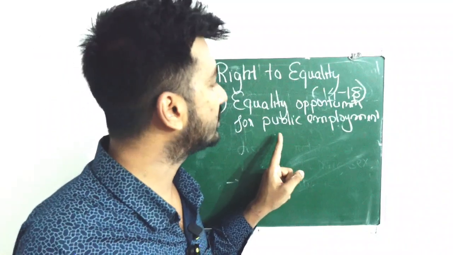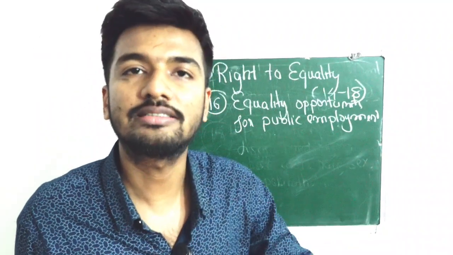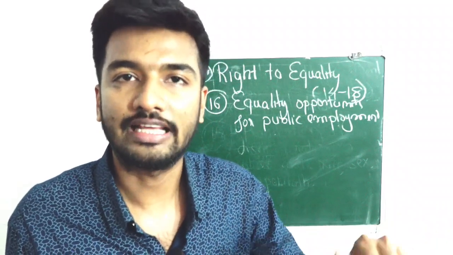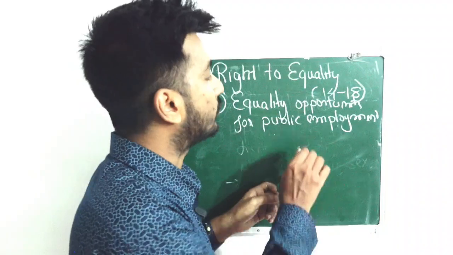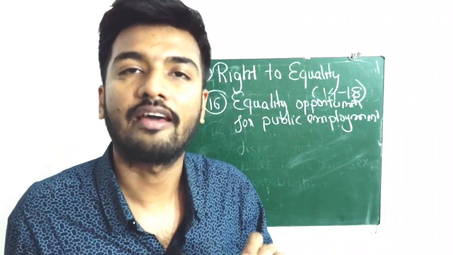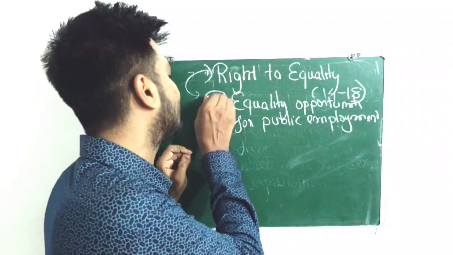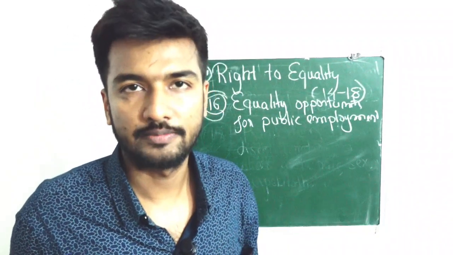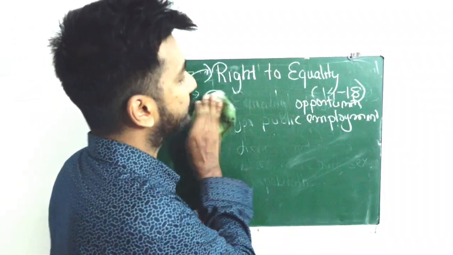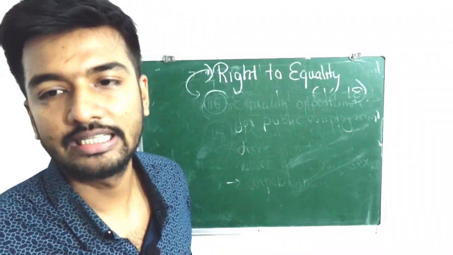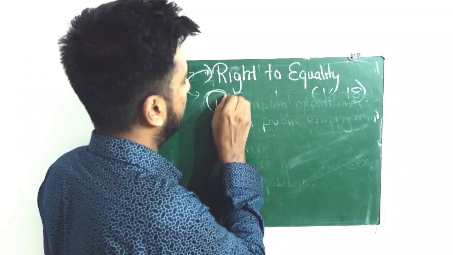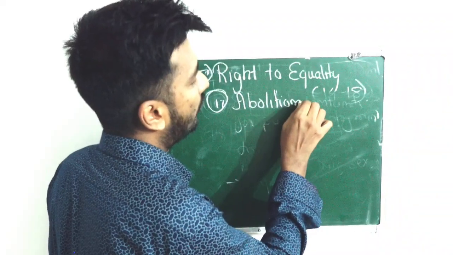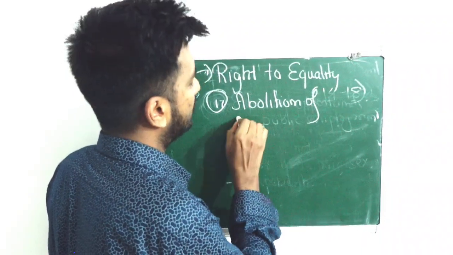Now there are questions. This equal opportunity for public employment doesn't arise out of reservations. Reservations are a different aspect, but equal opportunity means each and everyone has an equal opportunity under Article 16 to apply for public employment. Now what is 17? 17 is abolition of untouchability.